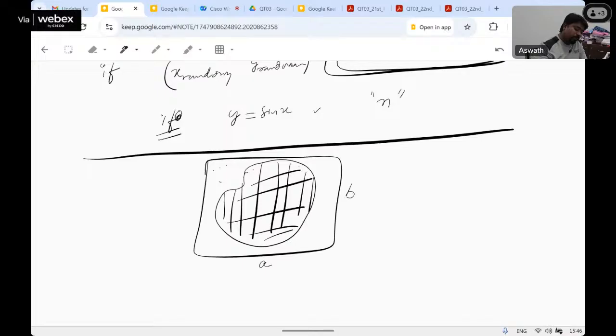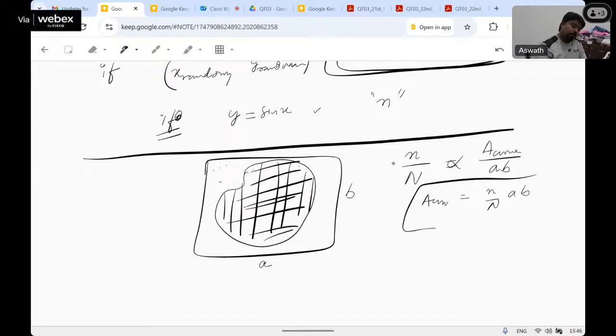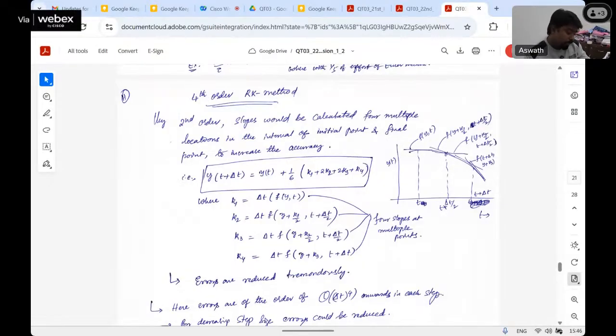Whenever a point falls within this closed surface, I'll count it for n, and otherwise I'll leave it. The overall number of points, capital N, is proportional to the area of the curve divided by A times B. So the area of the curve is n by N into AB. Since it's a proportionality, I can just use the proportion to find the area of the curve. So that is what Monte Carlo integration is all about.